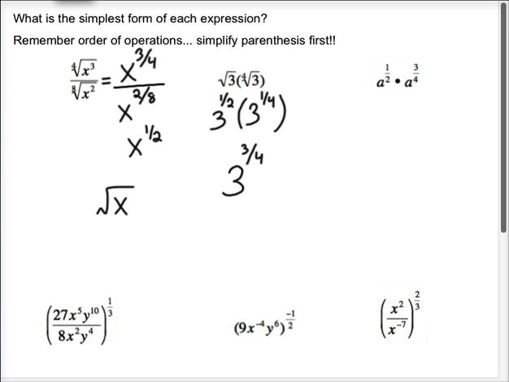So again, in radical form, what does that mean? Well, that means that fourth is the root, that 3 stays as the exponent. So what we end up with is the fourth root of 27. And that's how you can leave this. Now you're finished.